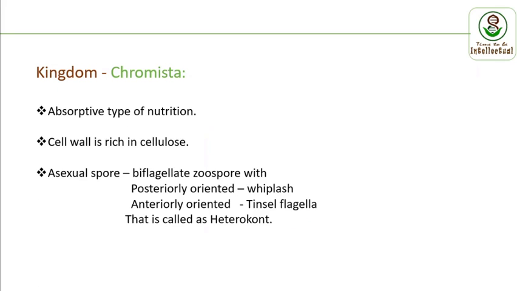So now we have completed the flowcharts we were learning. Now we shall see the characteristics of the kingdom Chromista. The kingdom Chromista has absorptive nutrition. Whatever characteristic I explain under kingdom Chromista applies to all the organisms that come under this kingdom. The entire Chromista has absorptive type of nutrition, which means the parasitic nature has increased. They are of completely parasitic nature. It may be a plant or other organisms, but they have absorptive nutrition. And the cell wall is rich in cellulose.